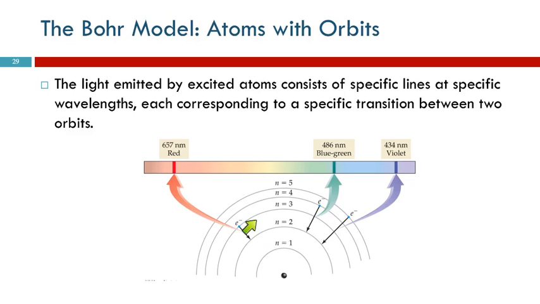The energies of these orbits are quantized. There is a fixed difference in energy between each of them, and as you go out, they become closer and closer together. So there are only particular transitions that are possible, and that's why we only see specific lines of light.